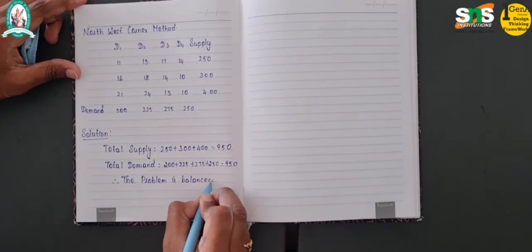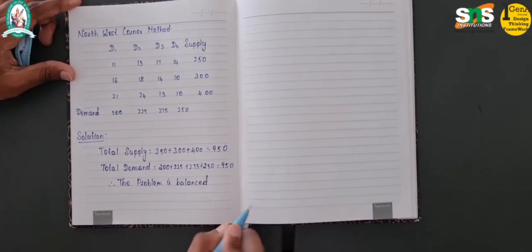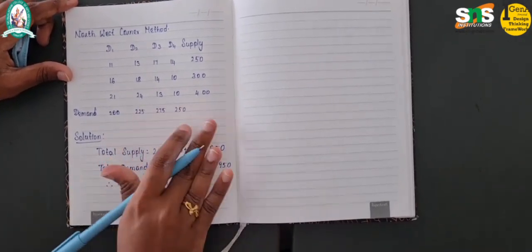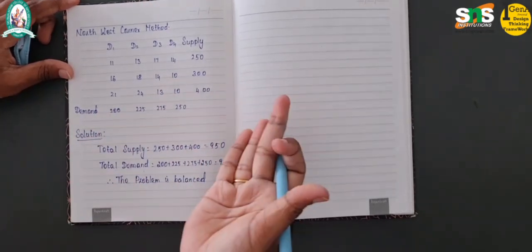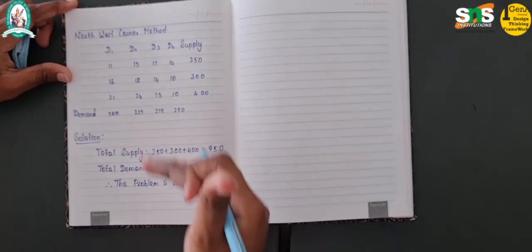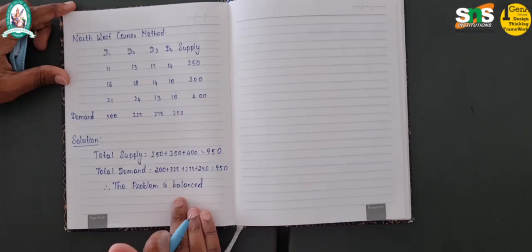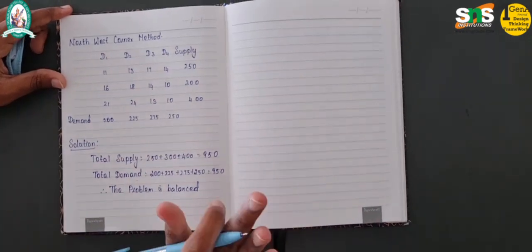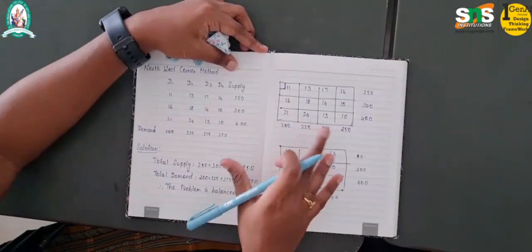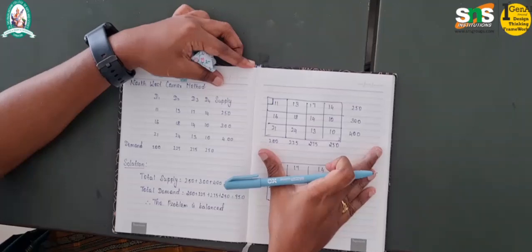So if it is balanced, we proceed with the problem. If it is unbalanced, we have to convert this problem into a balanced one, and then we proceed. Here the problem is balanced, so we are going to do the problem. So next we are going to write the problem which is given.